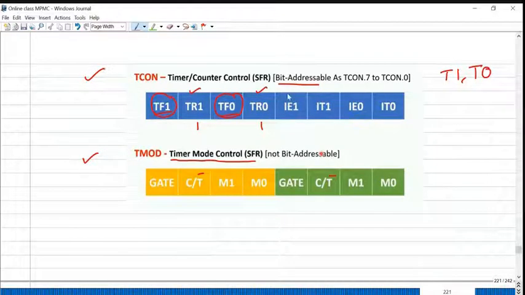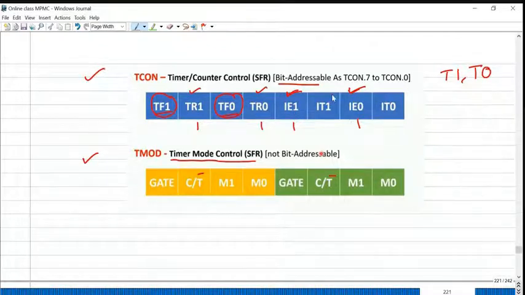Next one, these two flag bits: INT1 and INT0, the external interrupt flags. If the external interrupt pin INT1 receives an interrupt, this will become 1. If the external interrupt input INT0 receives the signal, this will be set to 1. Okay, these are the external interrupt flag bits. Whenever the microcontroller receives an external interrupt through the INT0 pin, this flag bit will be set. Likewise for the INT1 pin.